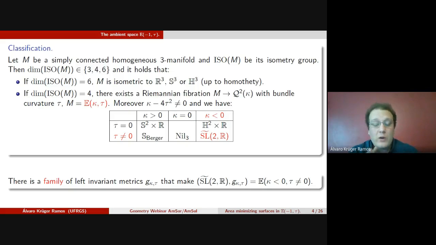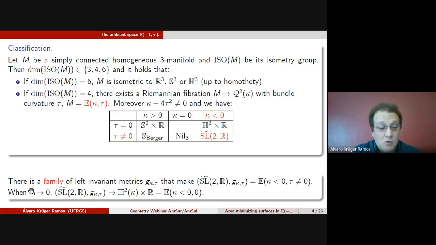One thing that I find particularly interesting about E kappa tau when kappa is negative is that when tau goes to 0, you actually see this metric go into the product metric of H2 cross R, which is the E kappa 0 space. And in particular, this is something I found really interesting. H2 cross R is itself a Lie group. It has a Lie group structure, which comes from a semi-direct product.